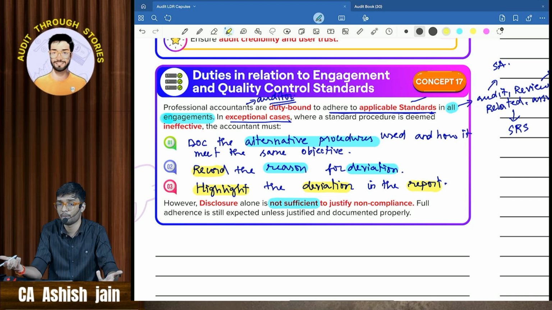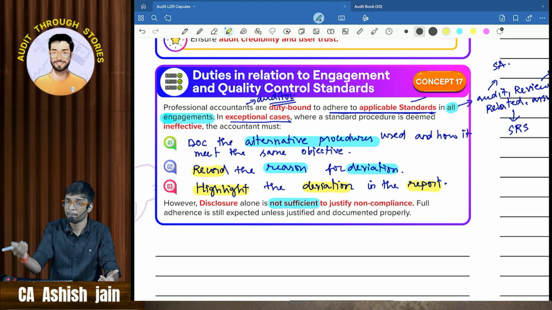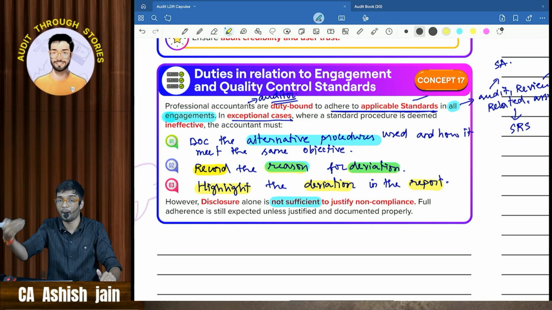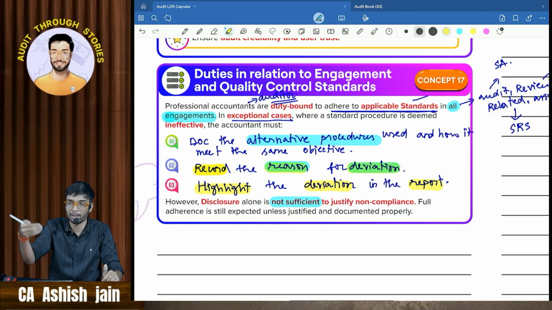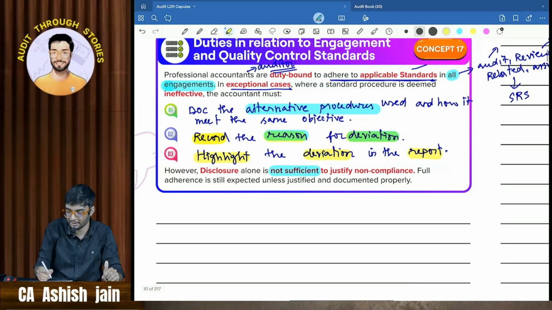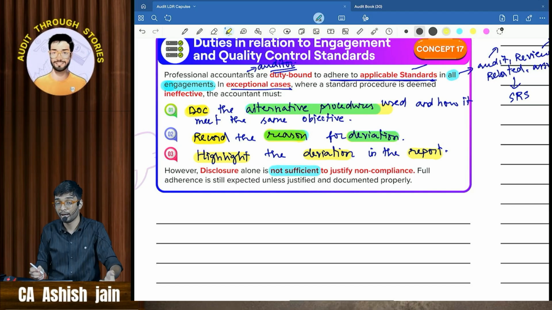How are they going to come to know? Just imagine how the users are going to come to know: because of the report only. That's why in the report they have to highlight the things and record the reason for the deviation. They couldn't apply that particular standard. What was the reason for not being able to apply that particular standards on auditing, or standards on review engagement, or standards on assurance service, or standards on related service? All those reasons have to be recorded, and you have to document the alternative procedures which have been used and how the same objective has been met. All those things have to be documented.